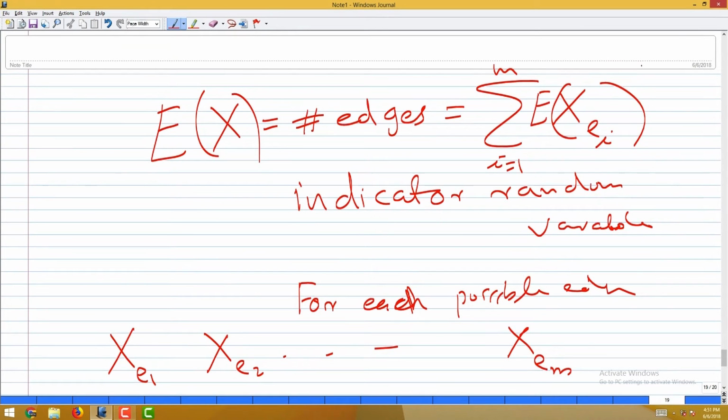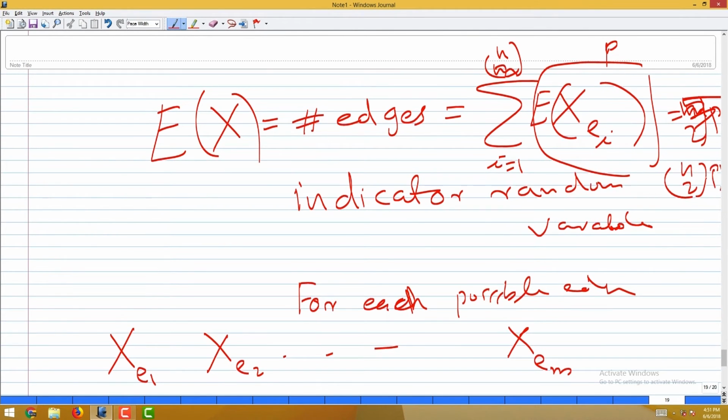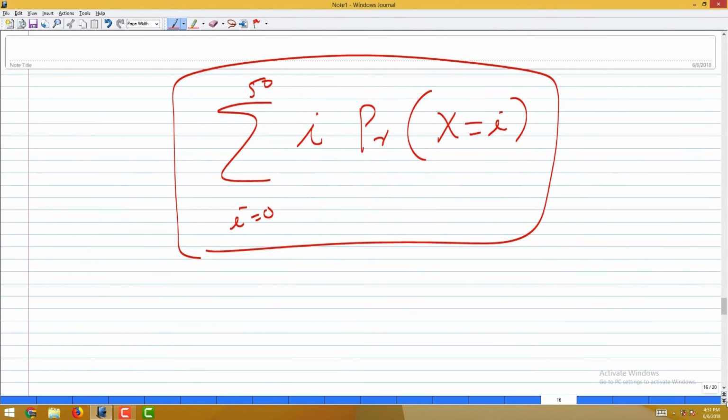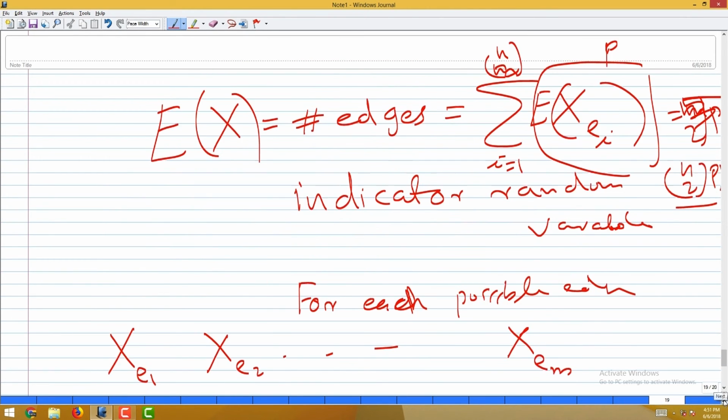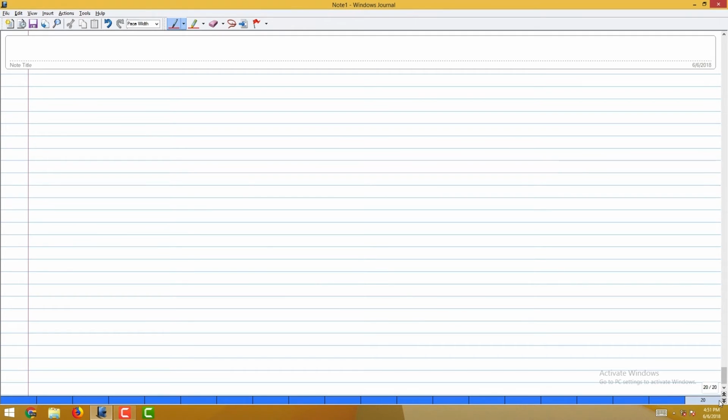The x_c will be set to 1 when that edge appears, and that edge appears when the coin tossed gives a head there. That means p is the probability. So, for each of these, the probability will be p, right. M is n choose 2, right, n choose 2 times p. So, n choose 2 times p will be the expected number of edges then, right. This was just to make you aware of how to use this independence.